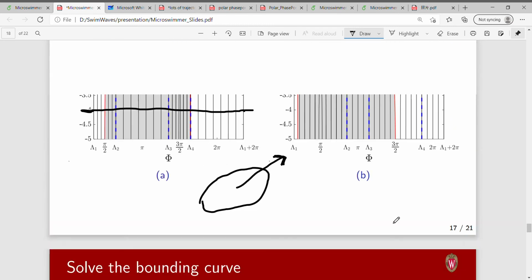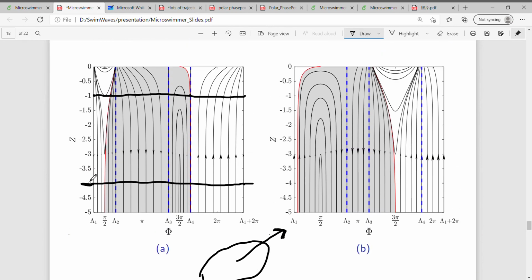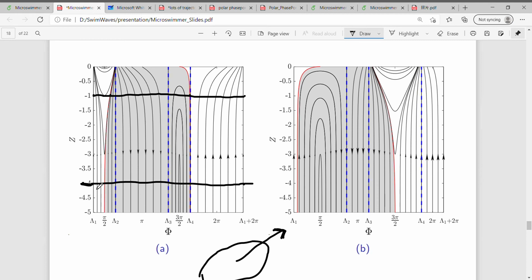So for example, if you start at this depth, then the swimmer with orientation within this region will end up at the bottom, because the gray area means that the swimmer will finally end up at the bottom. The white part says that this microswimmer can swim back to the surface at the end. Also here.